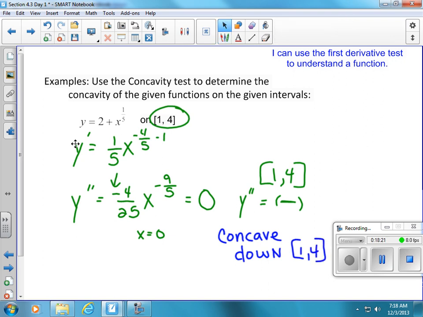Okay, so that gives you a little idea about the concavity test and first derivative test. Have at those problems.